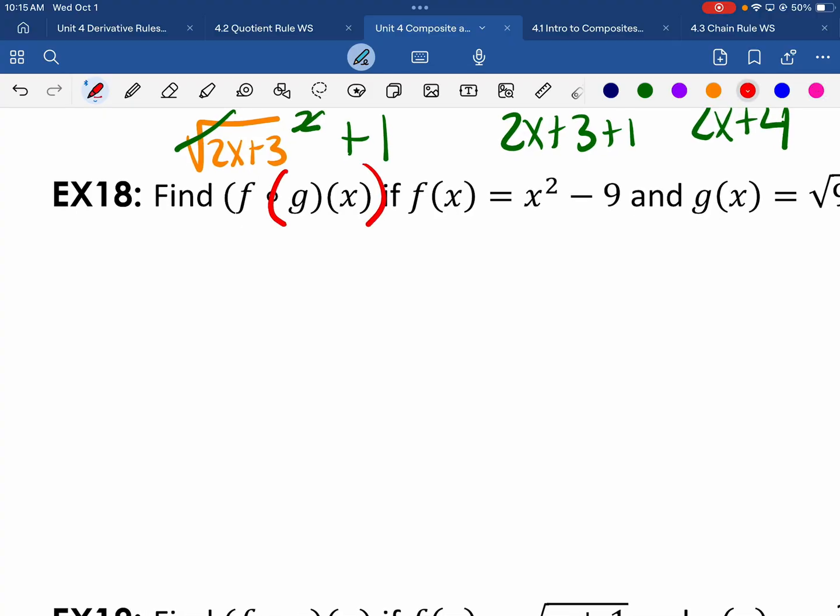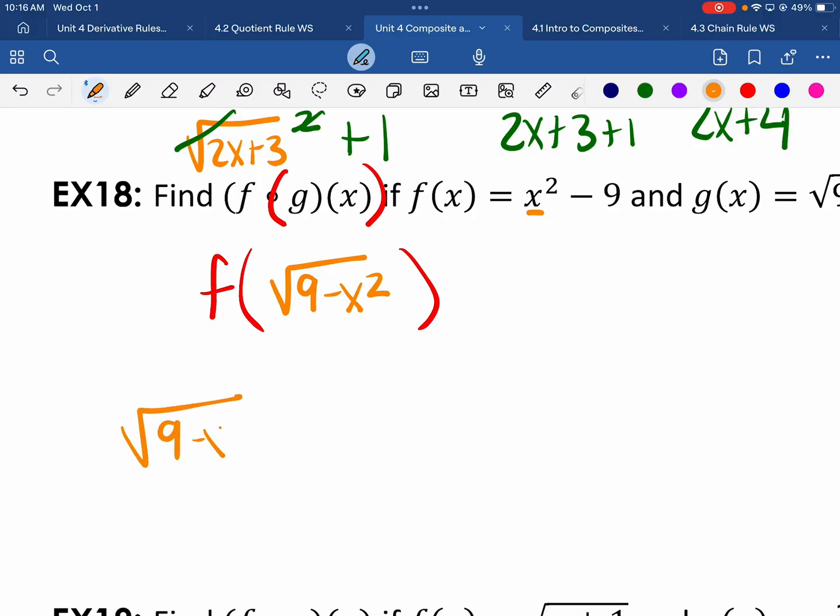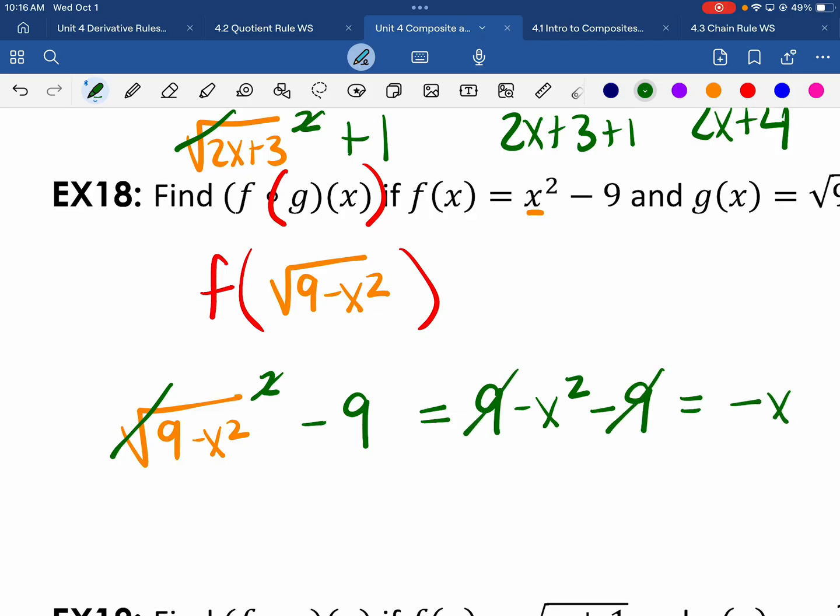Put parentheses around g of x. What does g of x equal? Square root of 9 minus x squared. All right, so we're going to put that into the f spot right here. So I've got the square root of 9 minus x squared, squared minus 9. What happens with your square root and your square? It cancels. So I get 9 minus x squared minus 9, which cancels the 9, and I just have -x squared.